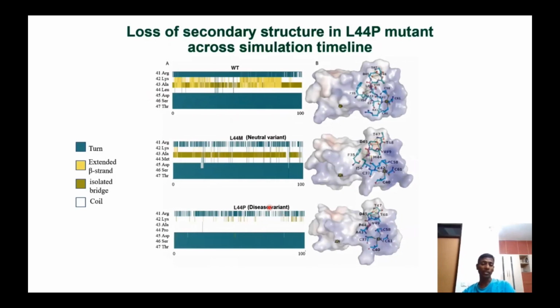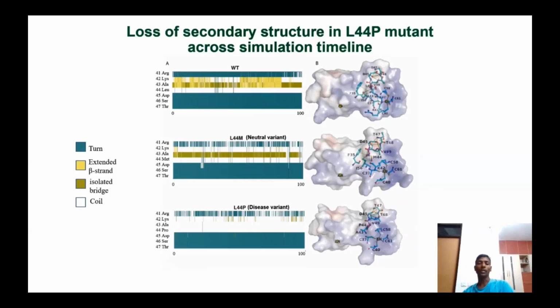At the same time, the disease-causing variant shows a totally different pattern, where the extended beta strand as well as the isolated bridges are lost throughout the trajectory. If we zoom in on the structure, we see that the 44th position, which has a long-range interaction with phenylalanine 35 in the wild type as well as the neutral, is lost completely in the disease-causing variant.